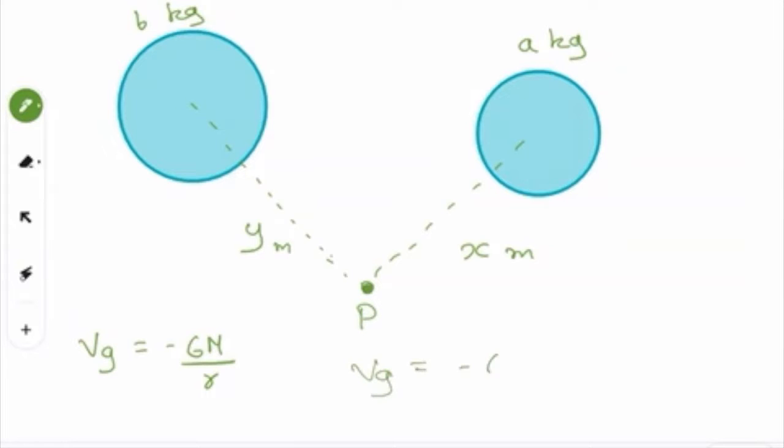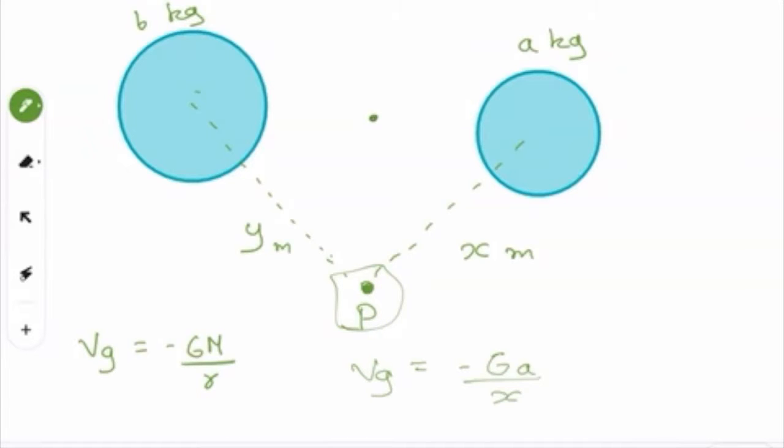Vg is equal to minus G, the universal gravitational constant, times m, which in this case would be A, because that's the mass, divided by x. And then I would do the exact same thing for this mass. And if I just plainly add it up, that would give me the total gravitational potential at this point.